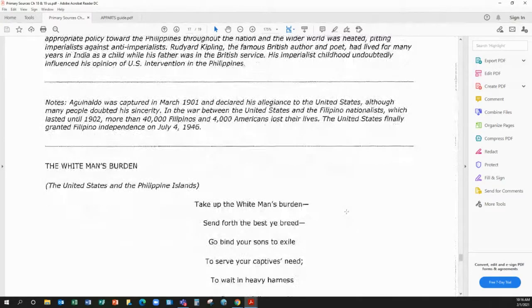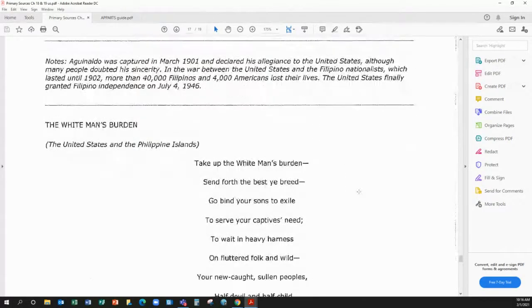Okay, so we know that Rudyard Kipling grew up in a system of imperialism. And here is his poem in regards to the debate of imperialism for the United States.